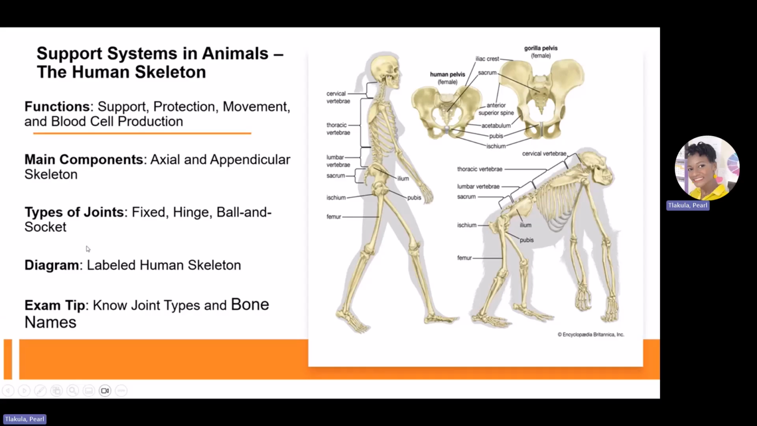We have the three types. We have the fixed joints, the hinge, the ball, and the socket. So also you must know how to draw and label the human skeleton like it is here in the diagram. So your exam tip will be know the joint type and the bone names, and also how they link, and also remember to know how many bones the human body has, and be able to label them as well.